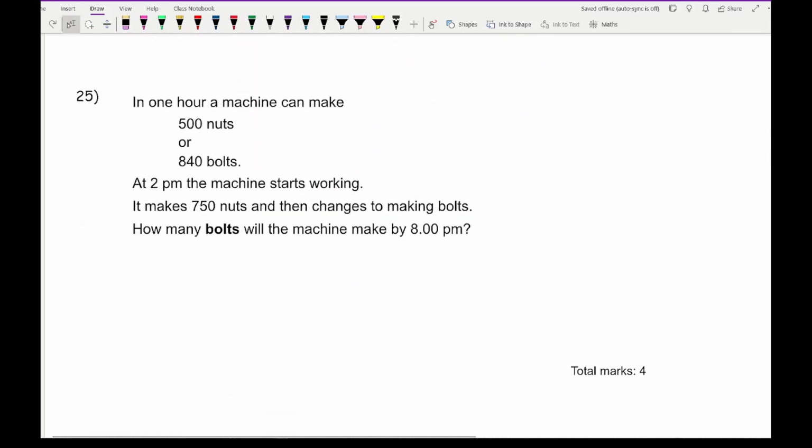Moving on to question 25, it says in 1 hour a machine can make 500 nuts or 840 bolts. At 2 p.m. the machine starts working, and it says starts working, not stops rather.